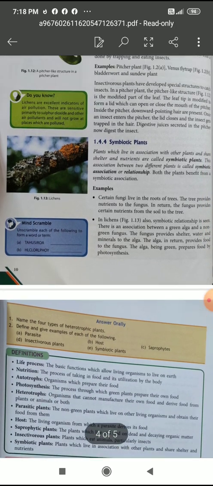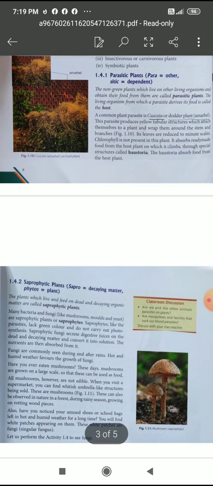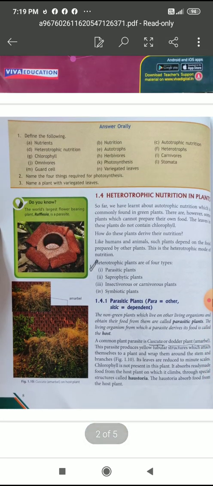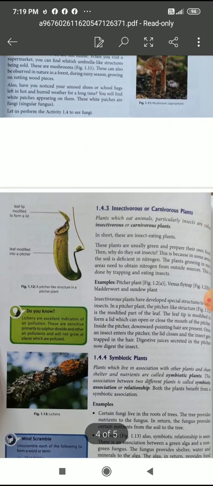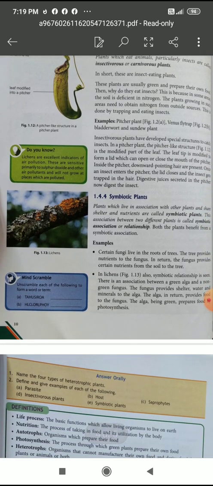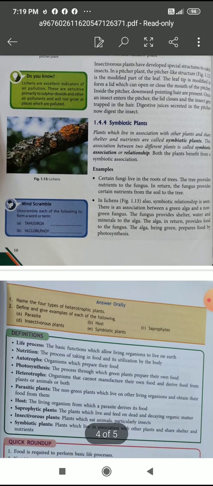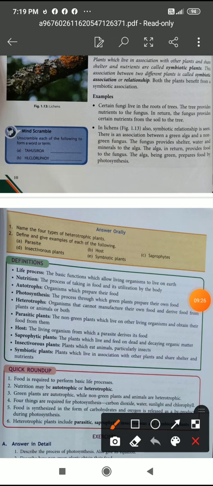Okay children, so this is about your chapter. In this chapter we discussed what? Nutrition types, that is autotrophic and heterotrophic, photosynthesis, and heterotrophic nutrition of 4 types: parasitic, saprophytic, insectivorous or carnivorous, and symbiotic. So children, again you read this chapter properly and learn these definitions.